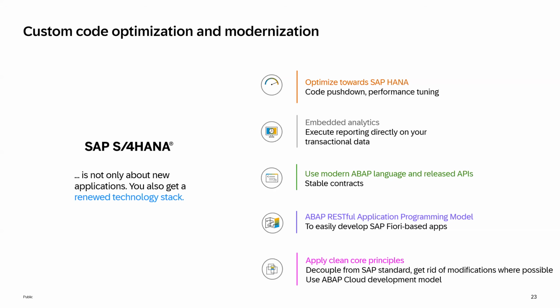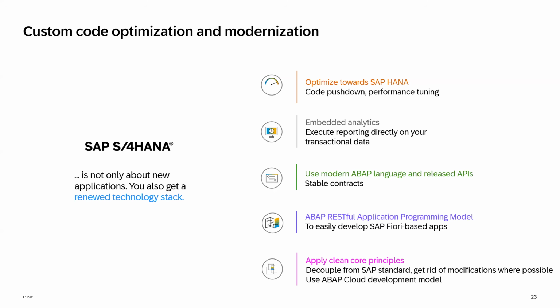And you have the SAP HANA database in place, so it is recommended that you do some code push down, and you do the performance tuning for your performance-intensive SQLs and tune them for the execution on HANA database. Also, you can make use of embedded analytics, for example, and execute reporting directly on your transactional data integrated in the system. And for the future, you can also use modern ABAP language and released APIs in order to make your custom code stable for upgrades.